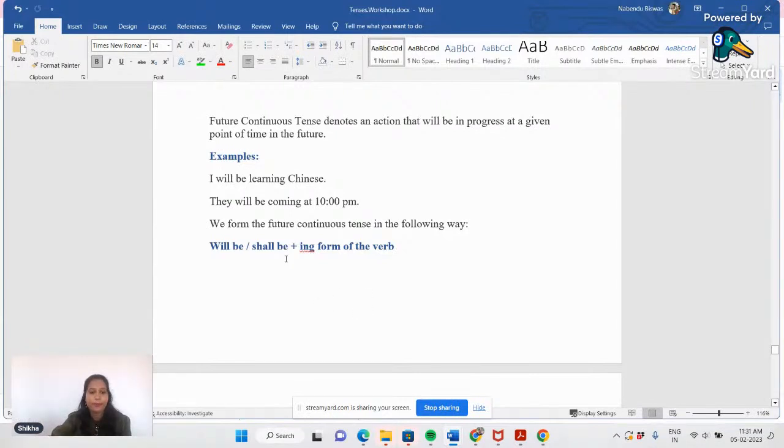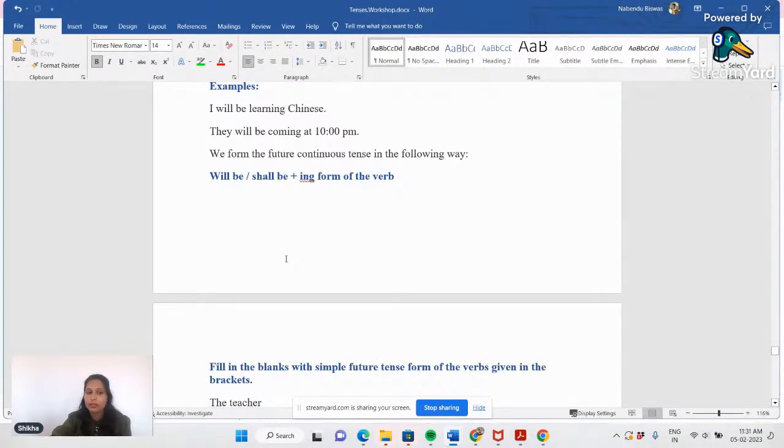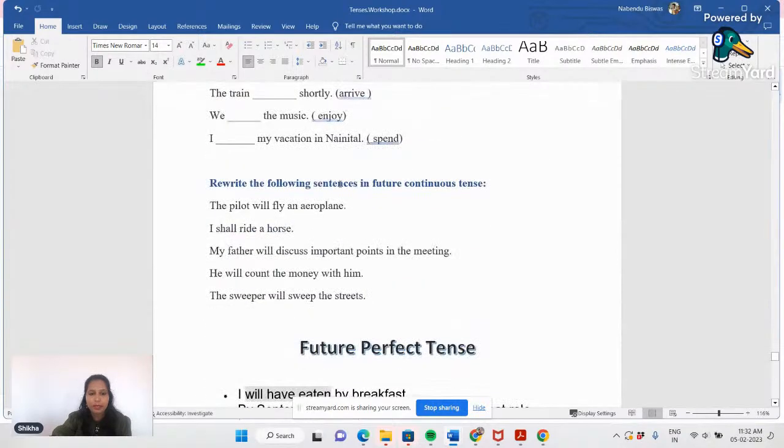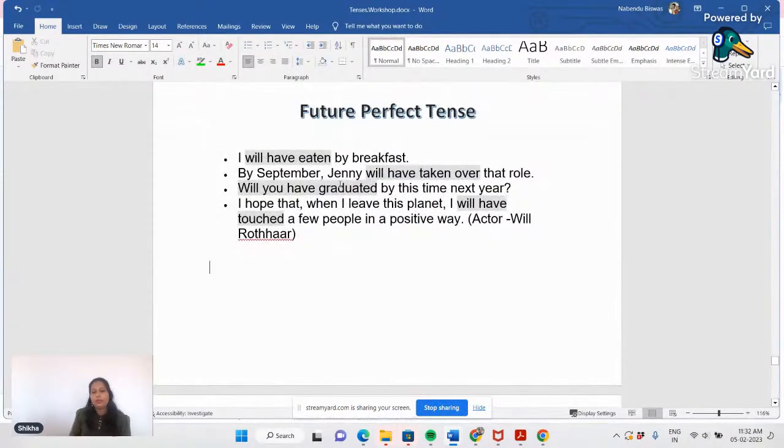So what is the framework of the sentence? That would be will be or shall be, depending on your choice of verbs, plus the ing form of the verb. Okay, so here we will use will plus be, or shall plus be, plus the ing form of the verb. Okay, and then we are going to see future perfect tense.